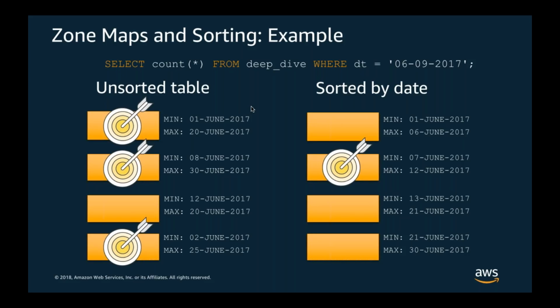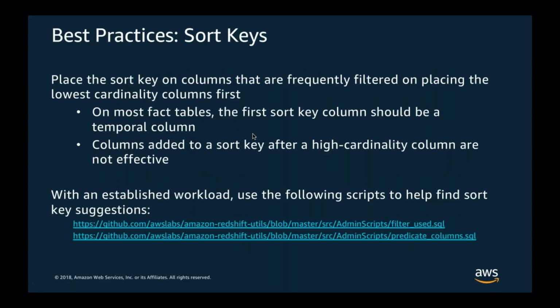So the best practice around sort key is to place a sort key on columns that are frequently filtered. On most fact tables, we find a temporal column like a date time column as a natural choice. So pick up those and leverage sort keys for all your partition pruning.